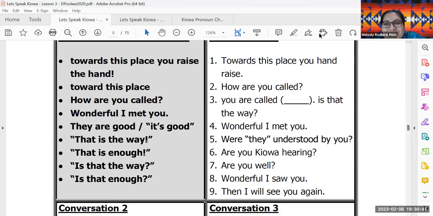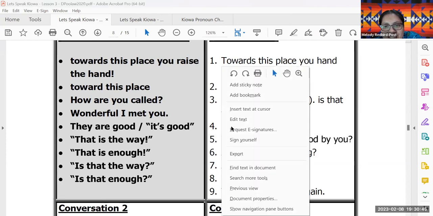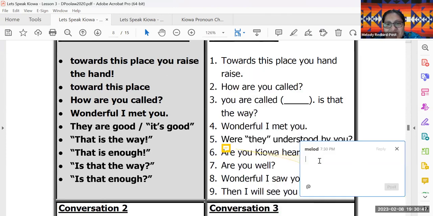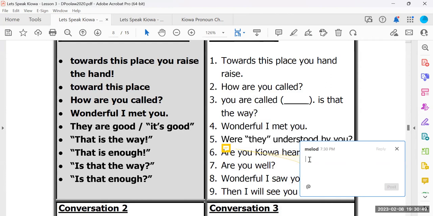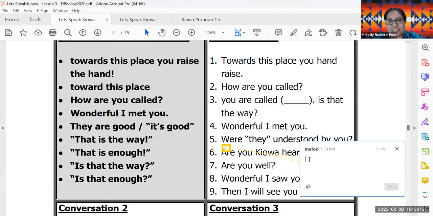Okay, I was going to see if I could add a sticky note on here. I don't know if you can see a sticky note, but let's see. Maybe you can. Yeah, we can see it. Okay, so we're going to, whoops. Well, I'll just put for five. Will be, do they understand you? Oh yeah, did they understand you?